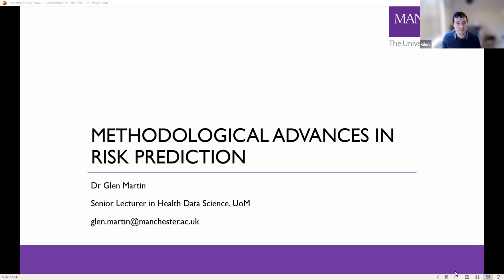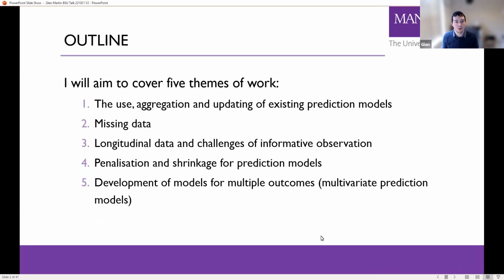So as Jessica said, I'm going to talk about some of our recent methodological work in the field of risk prediction, specifically focusing on these 5 areas that are particularly interesting to me. For each of the different sections of my talk, I'll overview the work and maybe outline some future directions in each of the different spaces. And I particularly welcome conversations with any of you on any of the areas that are of interest to you as a group as well.